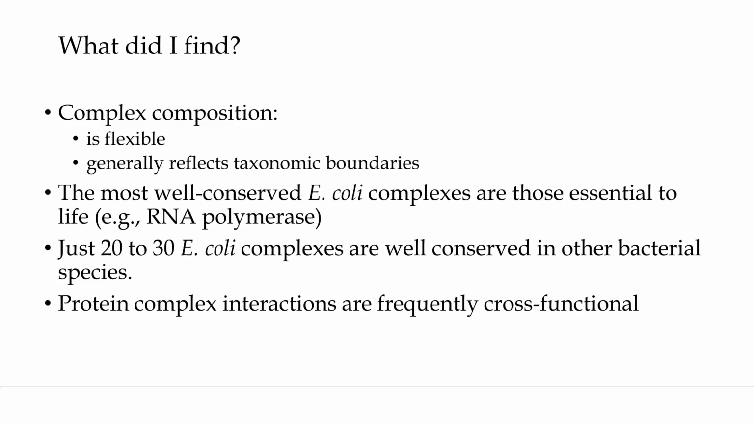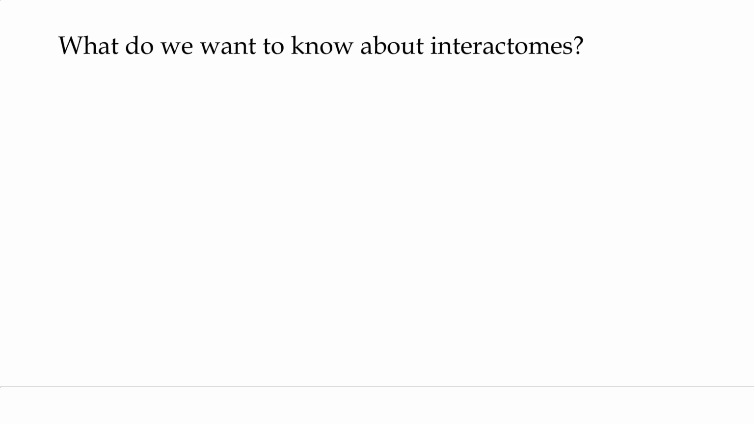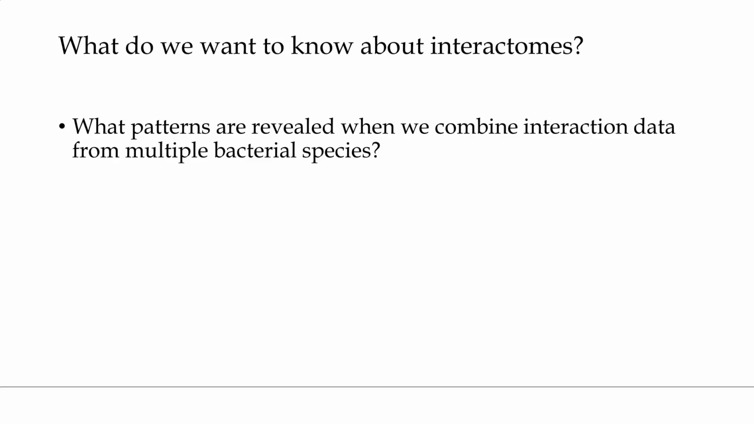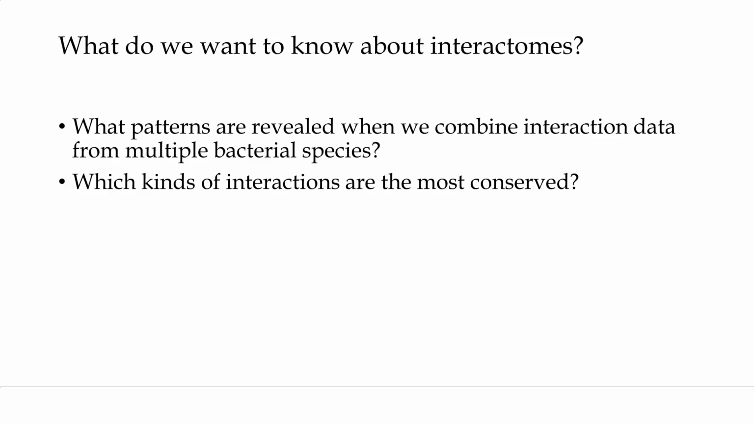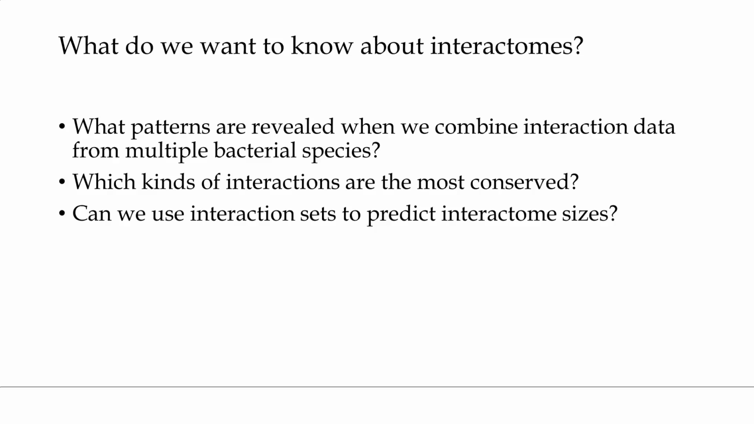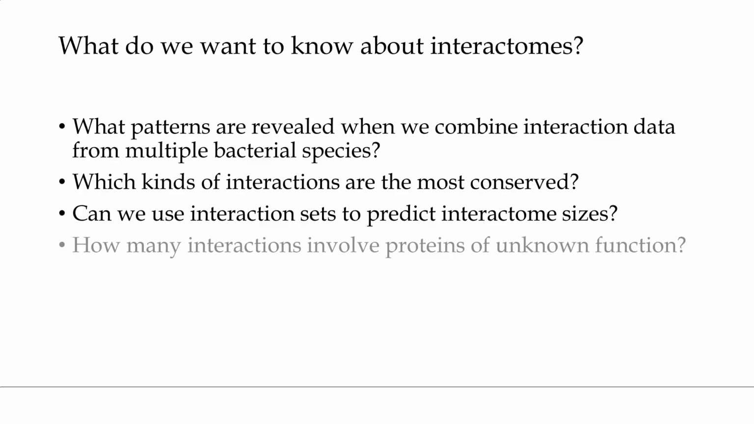So, moving on to interactomes, what would we want to know about them? At this point, we are actually talking about protein interactions, binary interactions, and not just about protein complexes, but about all of the proteins in a particular bacterial proteome. So, what patterns are revealed when we combine that data across multiple or even many different bacterial species? What kind of interactions do we see within those conserved? And furthermore, can we use those interaction sets to predict interactome sizes? I'm not going to go into a lot of detail about that, and I will just say the answer is yes. But how many interactions involve those proteins of unknown function? Can we use interactions to potentially predict further functions?